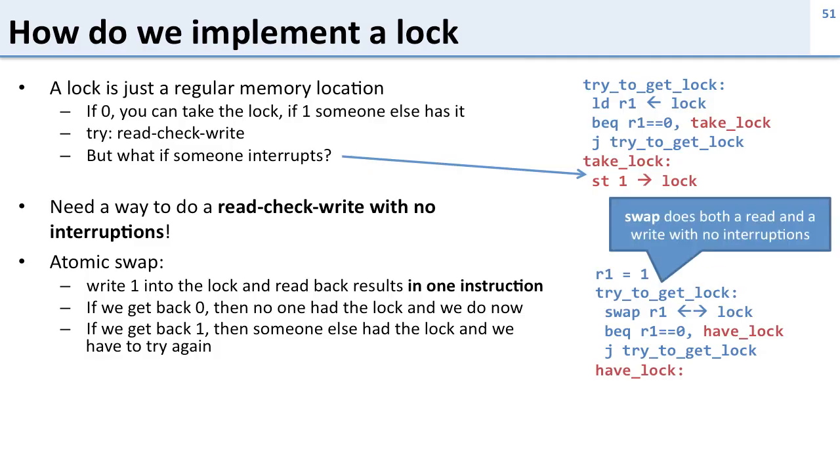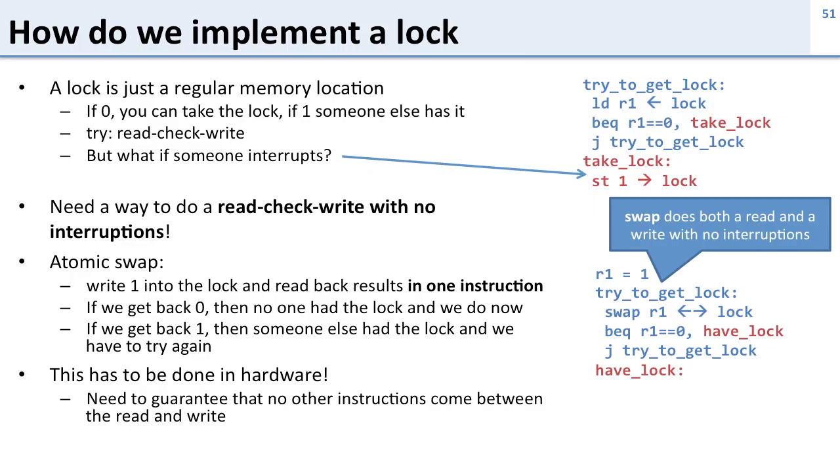So the key thing to remember here is a swap does both a read and write, and we need to do this in hardware so that nothing can interrupt it. Because remember, if we can't guarantee that instructions come between here, we have the same synchronization problem that we had with the bank account example.